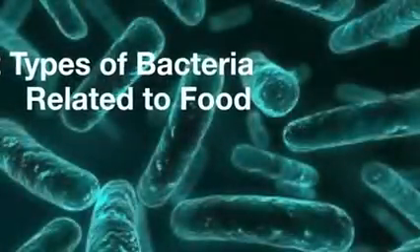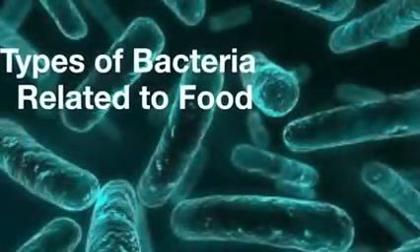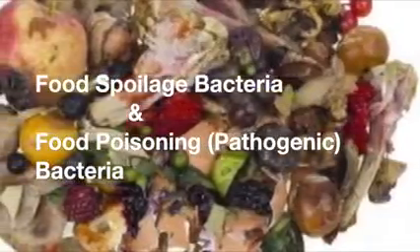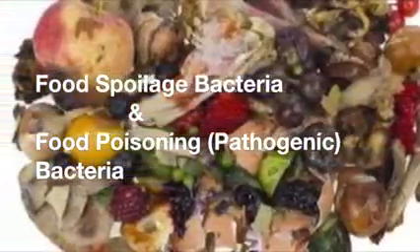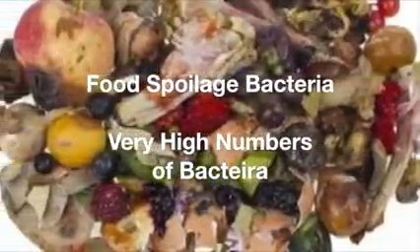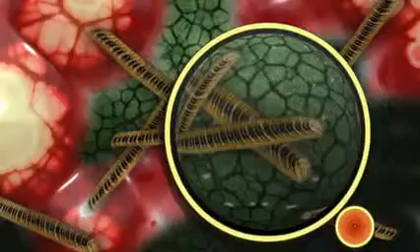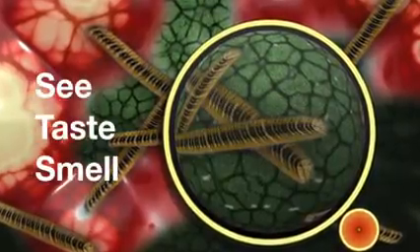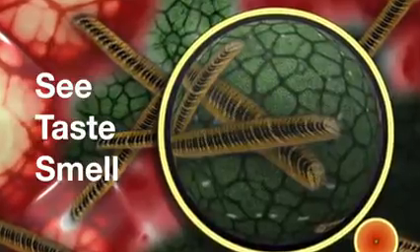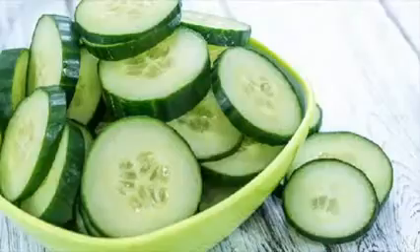So there are two different types of bacteria involved with food. The first is food spoilage bacteria, and the second is food poisoning or pathogenic bacteria. So let's take a look at food spoilage bacteria. These are easily detectable as they make the food go off. So we are able to see it, taste it, and more commonly able to smell it. These act as warning signs to say, do not eat this.